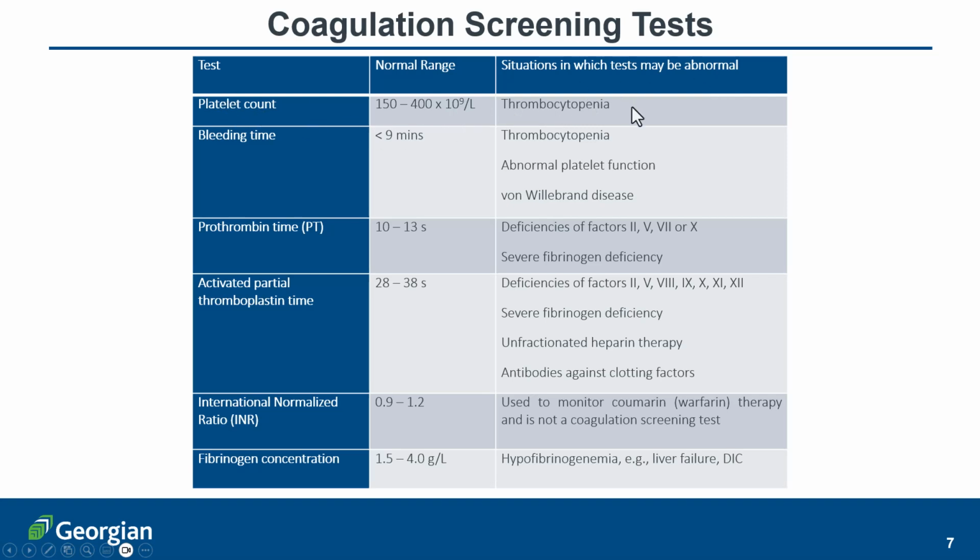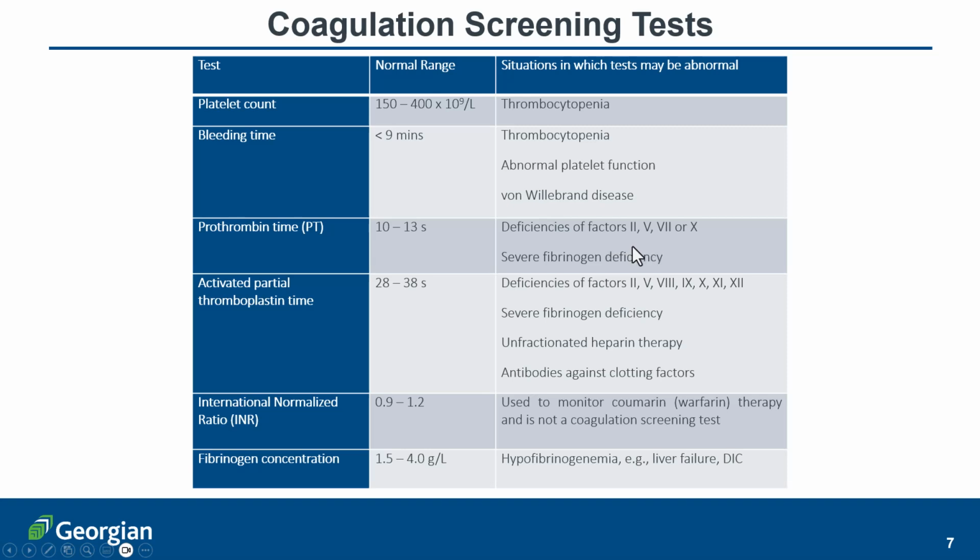So thrombocytopenia is diagnosed based upon the platelet count, or a significantly decreased platelet count. The bleeding time is elevated when you have thrombocytopenia, if you have abnormal platelet functions, usually due to various drugs, or if you have a deficiency of the von Willebrand factor. The prothrombin time, or PT, is used to diagnose deficiencies in various coagulation factors.